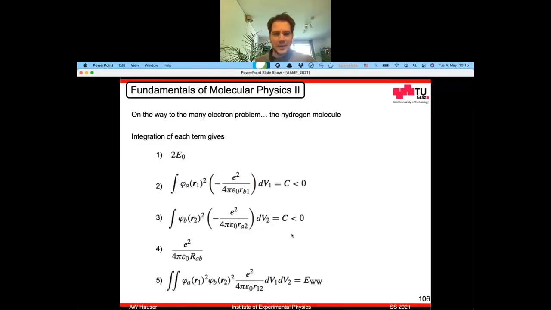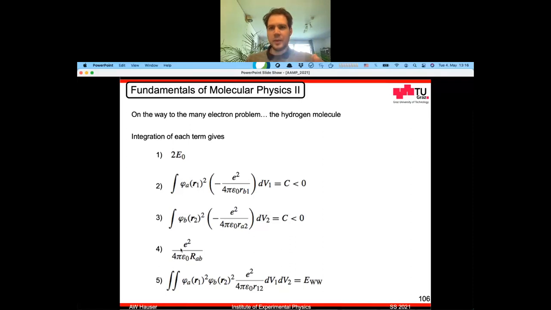I'm writing C here because we would have to evaluate this, for example numerically, if we know phi A from our solution of the atomic Hamiltonian. So this gives you some value C. Then the fourth term is basically just a constant because it doesn't depend on the electron coordinates.